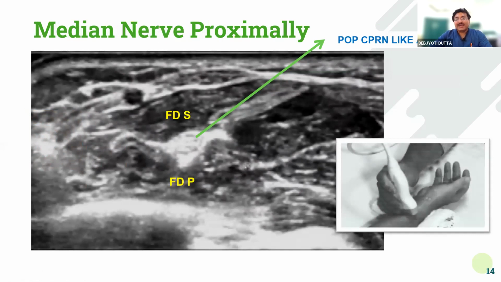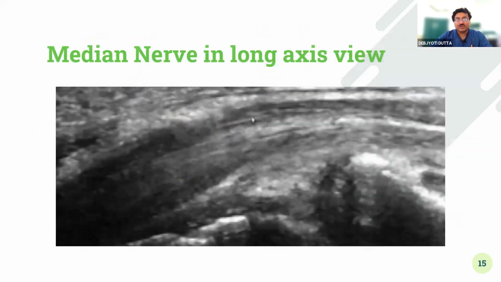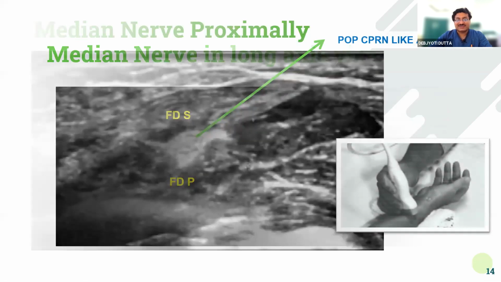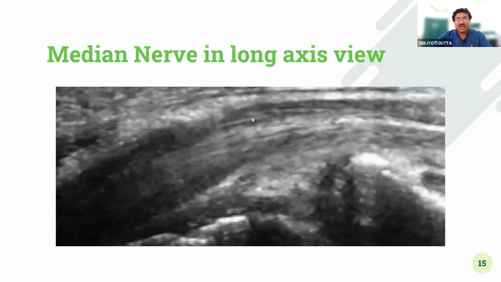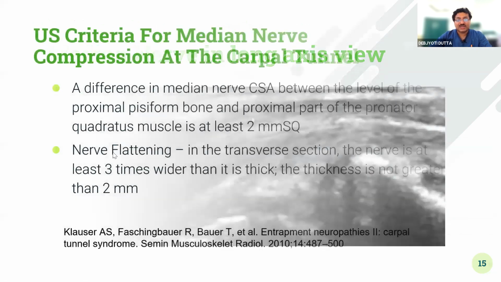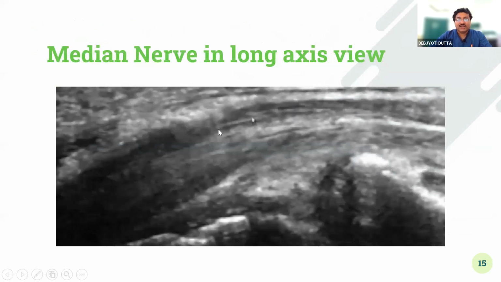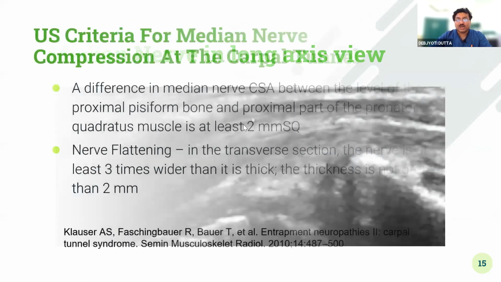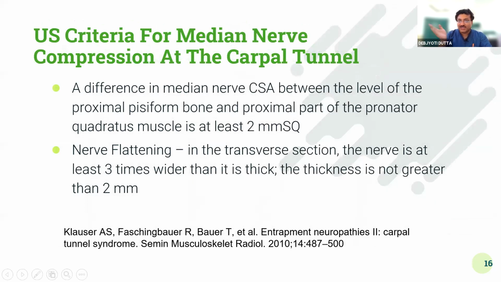And if we come slightly proximally, in between the flexor digitorum superficialis and the flexor digitorum profundus, in between that plane we will see a popcorn-like hyperechoic nerve, and that is the median nerve. This is the short axis, and the same nerve in the long axis view. And if you follow the nerve, okay, so this is the nerve. I will show it in the video also. If you follow the nerve, it will go down under the flexor retinaculum towards the hand, and then it will go deep.